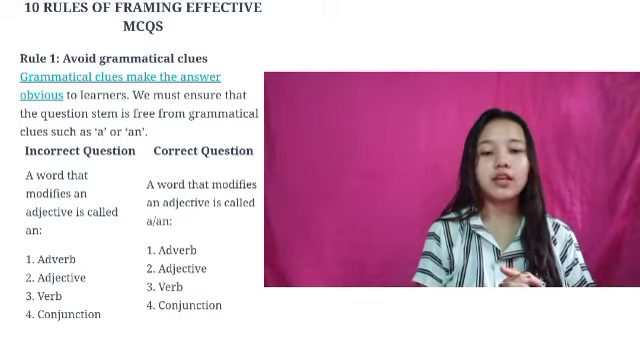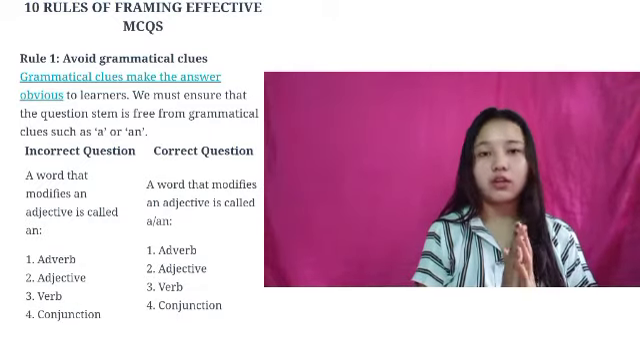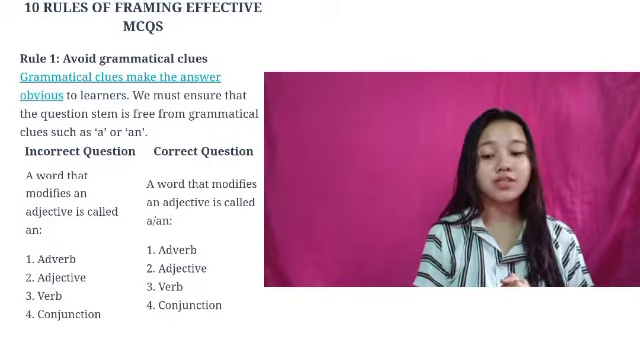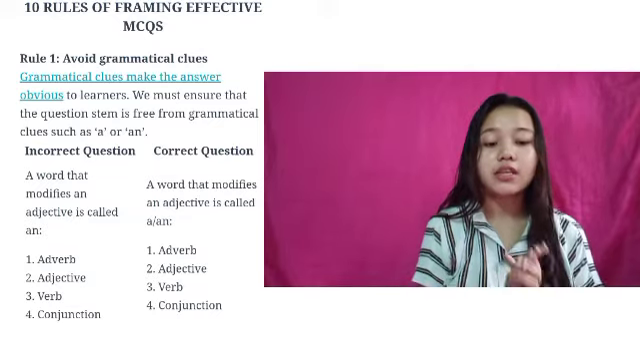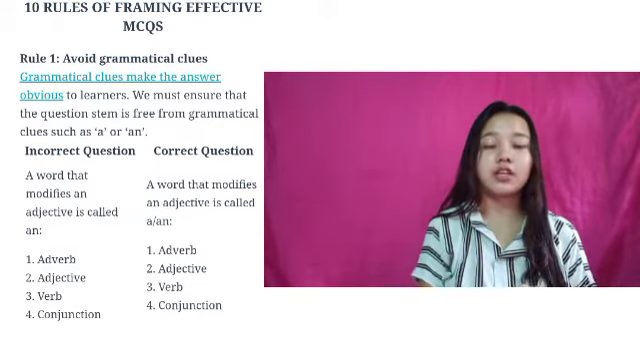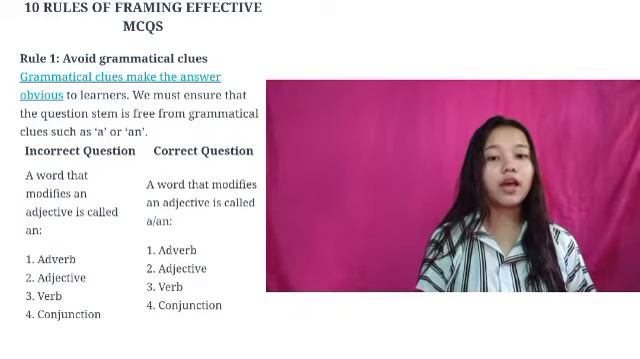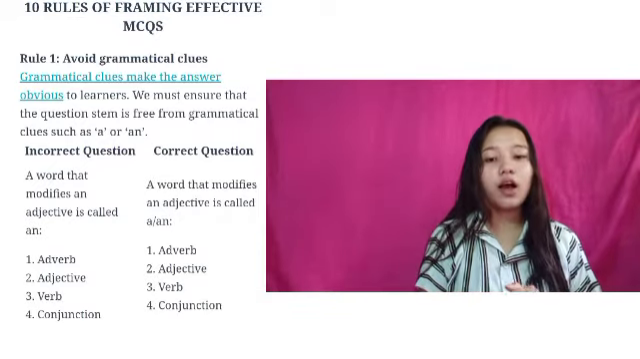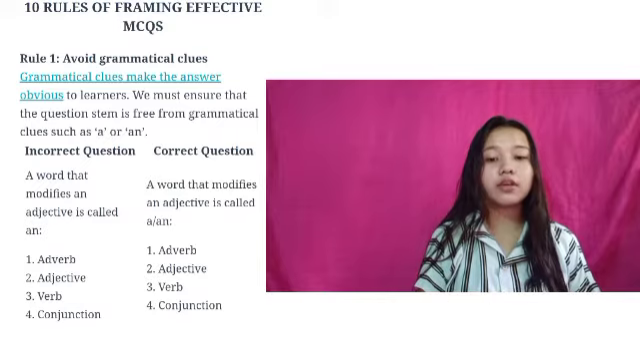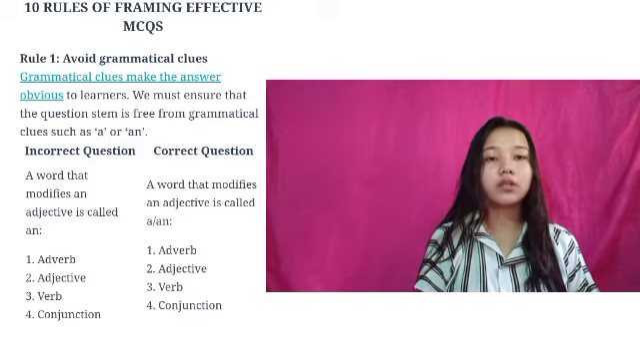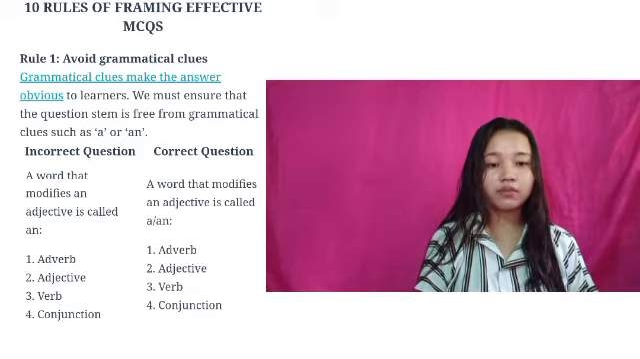First rule is avoid grammatical clues. Grammatical clues make the answer obvious to learners. We must ensure that the question stem is free of grammatical clues such as a or an. Example, for an incorrect question: a word that modifies an adjective is called an. Number 1, adverb. 2, adjective. 3, verb. Number 4, conjunction.